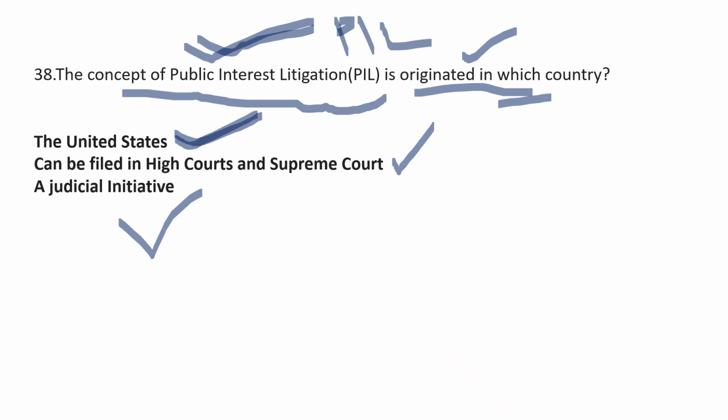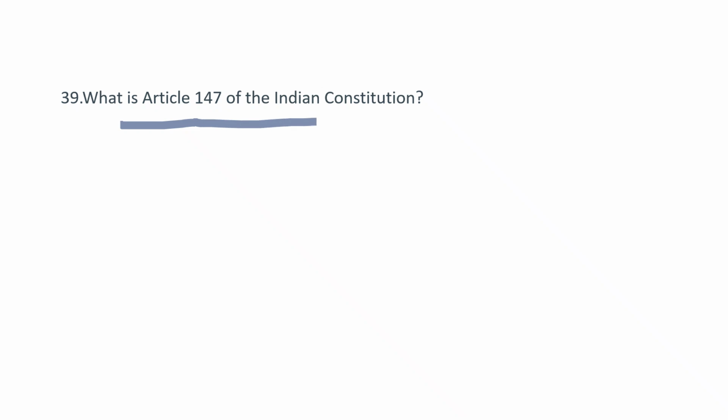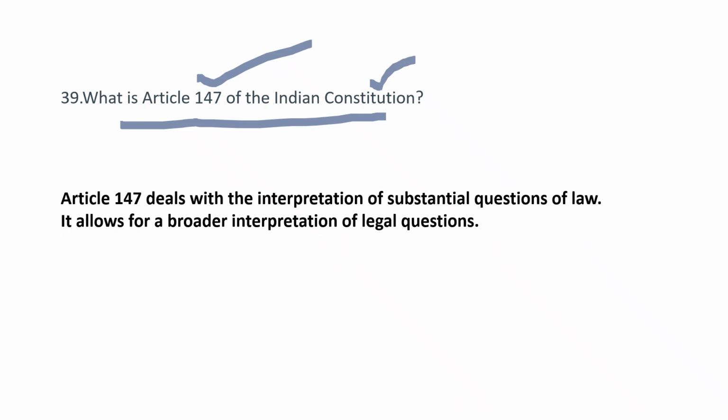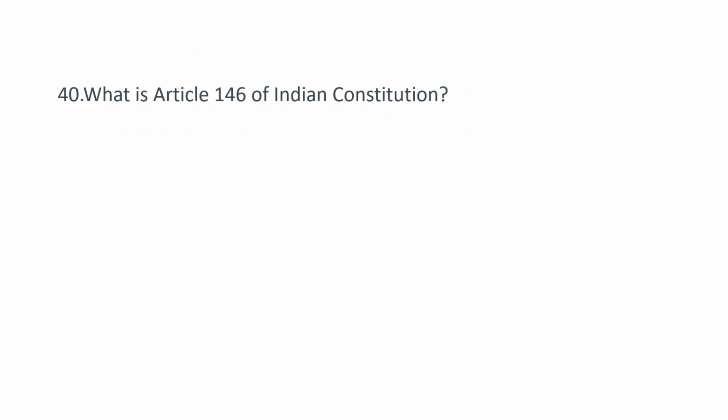Next question. What is Article 147 of the Indian Constitution? The answer is Article 147 deals with the interpretation of the Constitution. See here, Article 147 deals with the interpretation of substantial questions of law. If there is any substantial question of law, then the Supreme Court will interpret the Constitution based on Article 147.